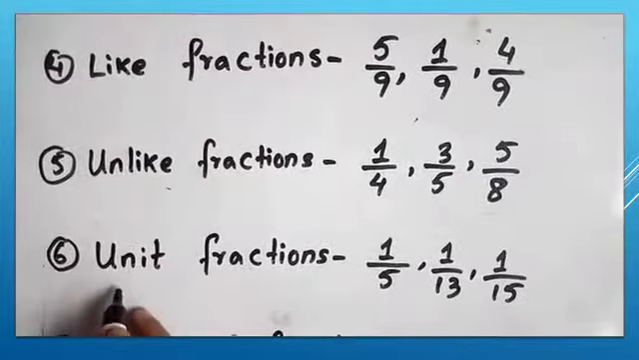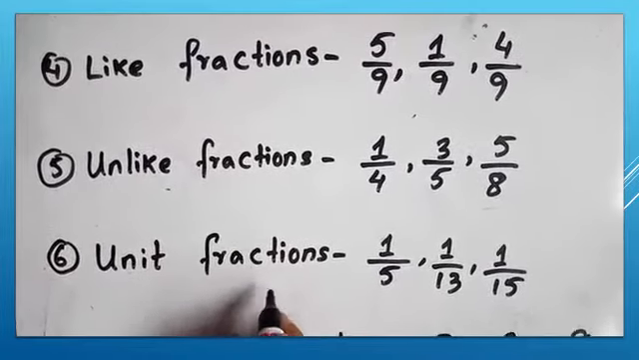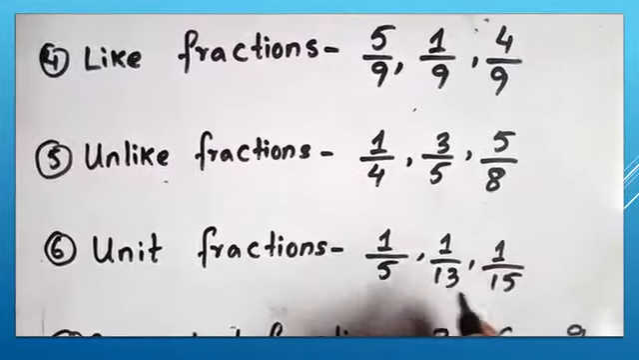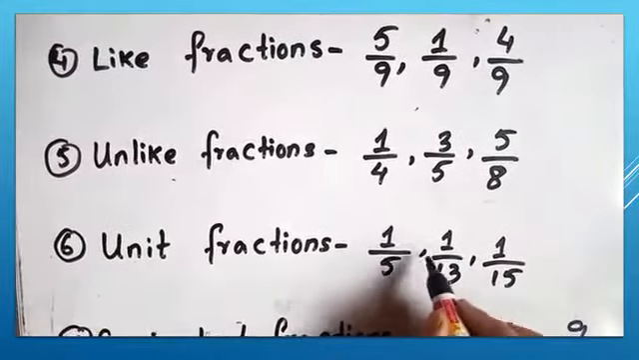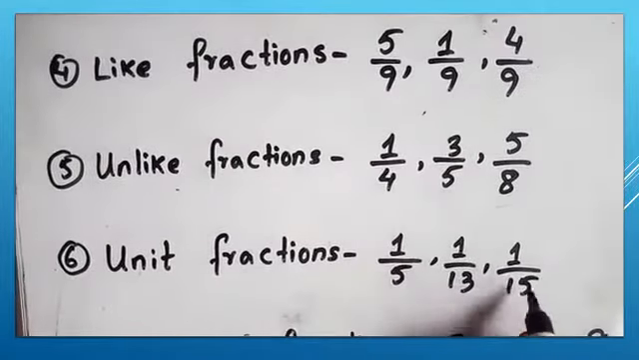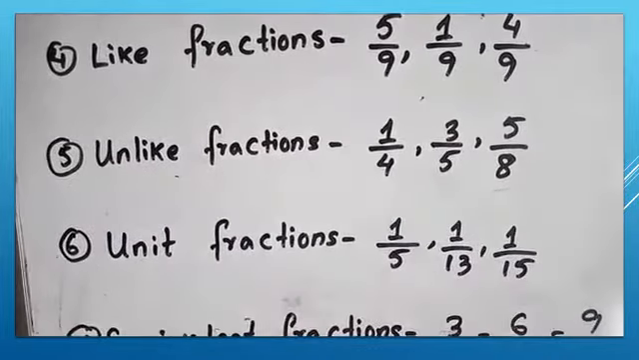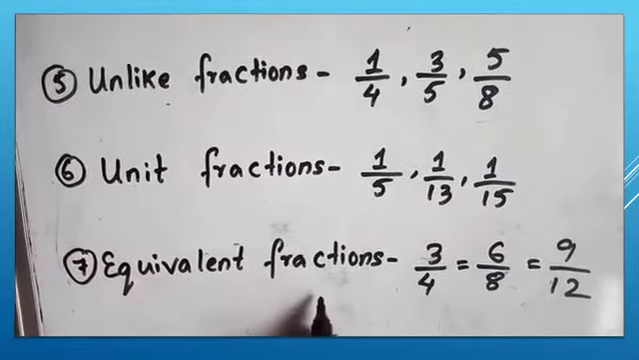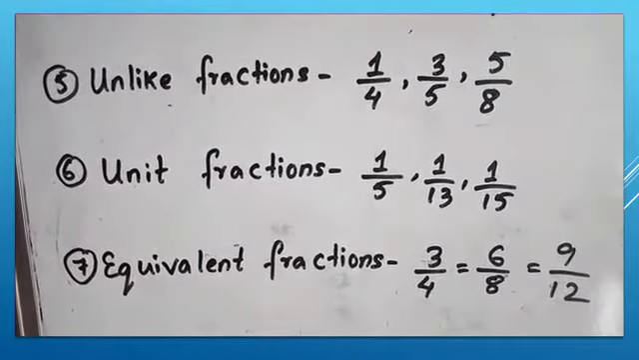Next is unit fractions. Unit fractions are also a set of fractions where all the numerators are 1. As you can see in the example, 1 by 5, 1 by 13, 1 by 15. Now the next fraction, the last fraction, is equivalent fraction. It is very important to understand this.